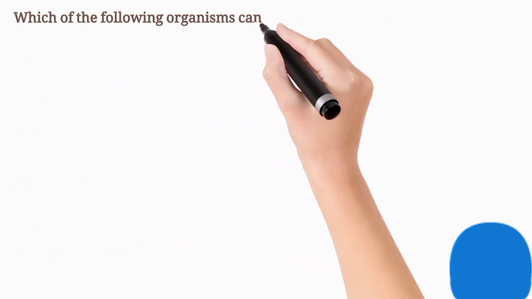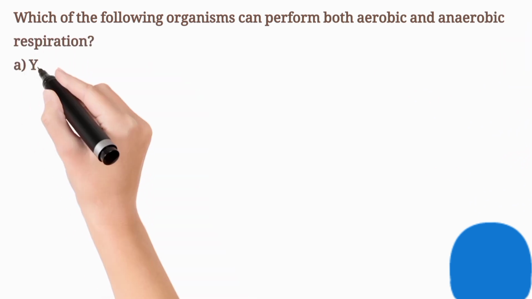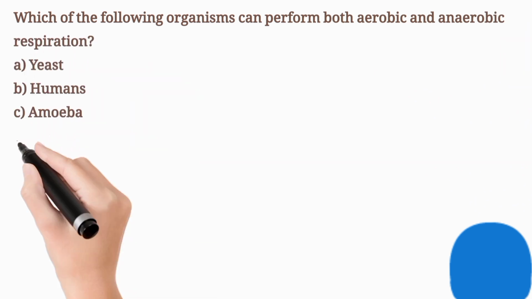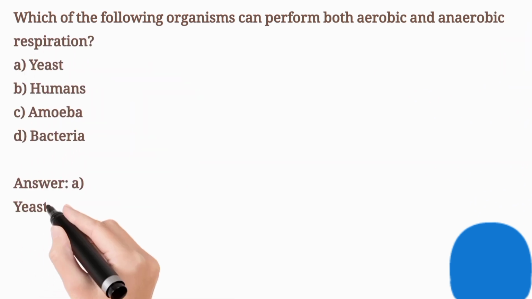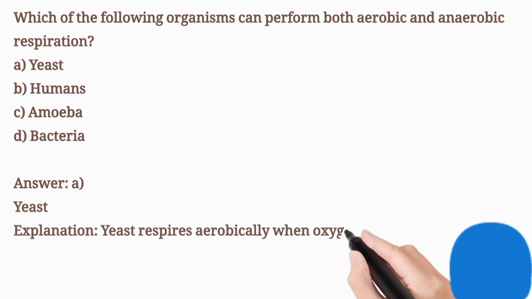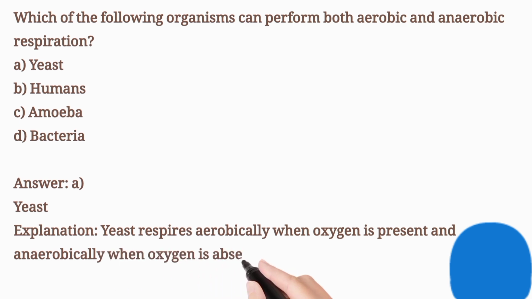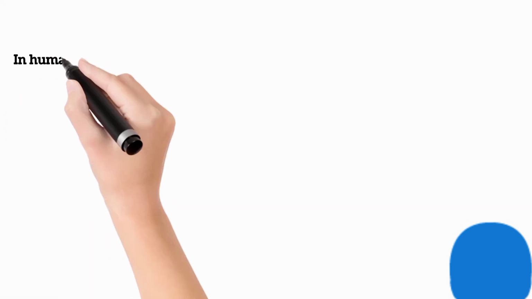Which of the following organisms can perform both aerobic and anaerobic respiration? Yeast, humans, amoeba, bacteria. Yeast respire aerobically when oxygen is present and anaerobically when oxygen is absent.